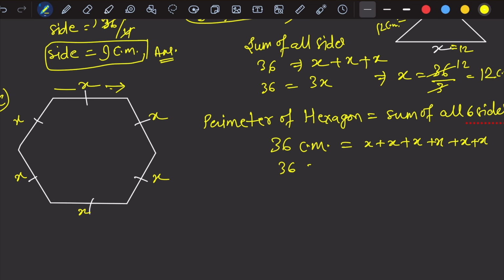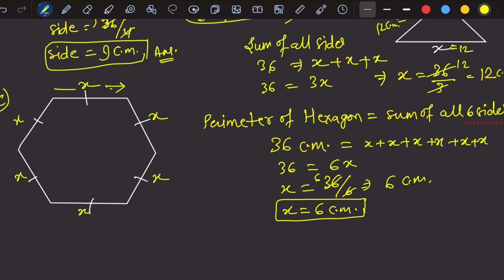36 equals 6 into x. So what will be the value of x? 36 by 6, 6 centimeter. So x equals 6 centimeter. Each side will have 6 centimeter of length. This will be 6 centimeter, this also 6 centimeter, this also, and this also 6 centimeter. Okay, so this is how we will calculate for all three figures.